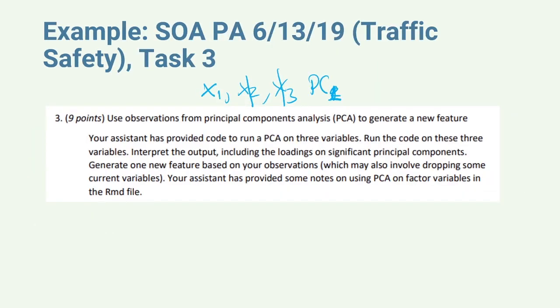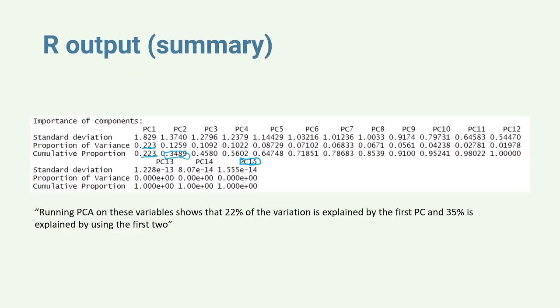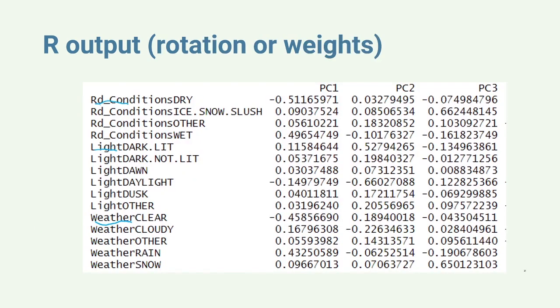What really is the question said, interpret the output, including the loadings, also called the rotations, and then generate one new feature. So with everything that you know about PCA, you want to explain as much of the information about the weather and light conditions as possible using only a few of the variables. So naturally, you want to use the first principal component because this explains most of the variation.